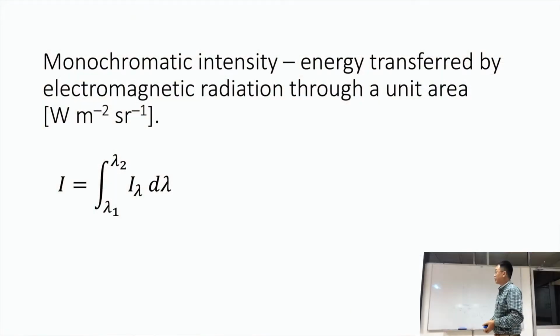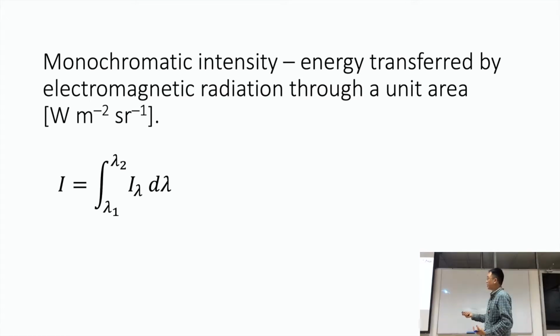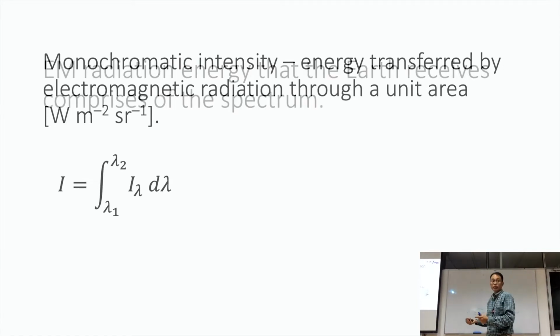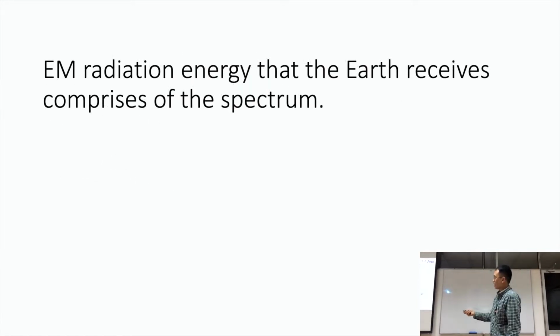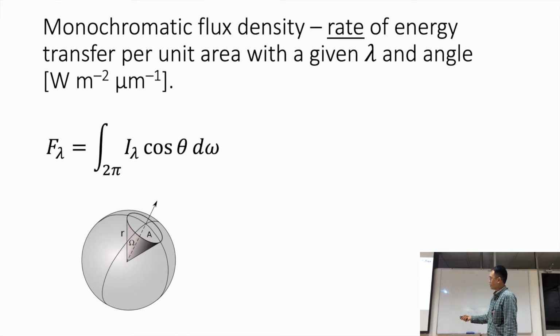Now the unit is watts per meter square. That's what it means by energy, right? A steradian is just another unit for angle. Steradian is a solid angle unit. So the electromagnetic radiation energy that the Earth receives comprises the spectrum. And besides intensity, there's also this flux density. And there is the monochromatic flux density, or the rate. Instead of just the energy radiation, this is the rate of energy transfer per unit area with a given lambda.